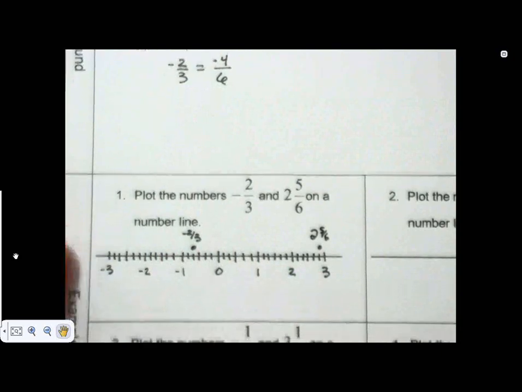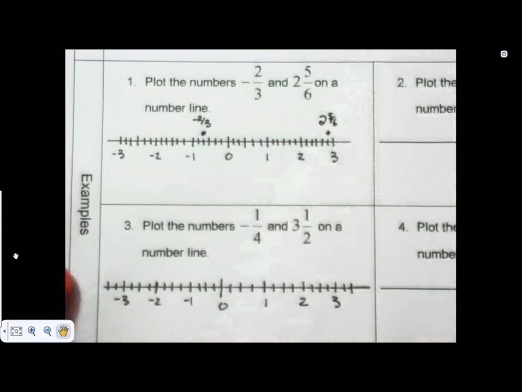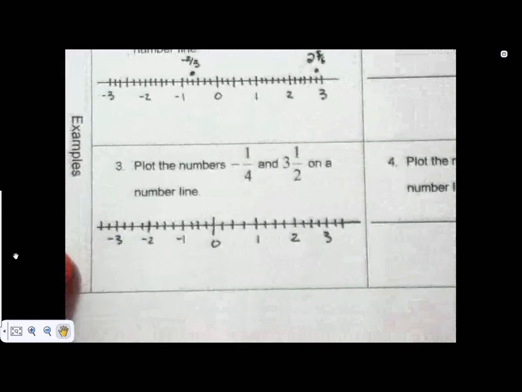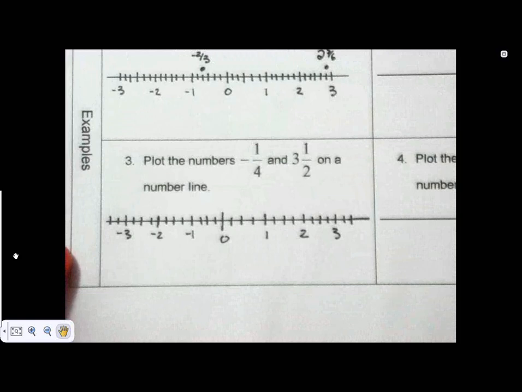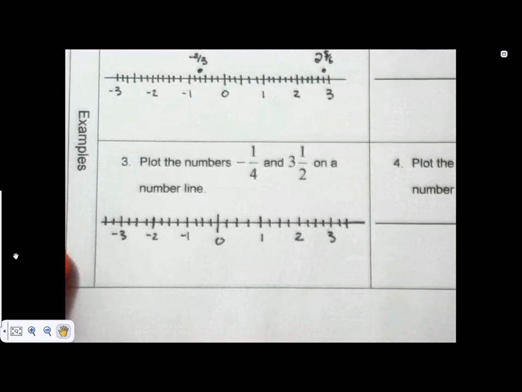Alright, let's try one more, and you guys are going to try this one on your own, and then we'll go over it together. So number 3, we're supposed to plot -1/4 and 3.5. Pause the video and then restart it when you've given it a try.